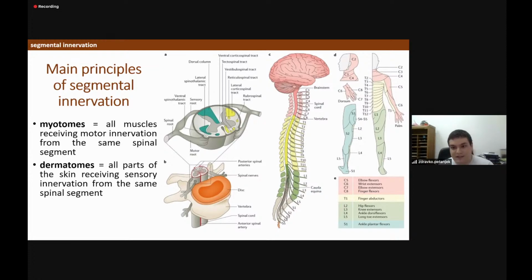Since each spinal segment has a specific area of motor and sensory innervation, this means that damage to a certain spinal segment or spinal nerve that exits a certain spinal segment will cause specific clinical signs and symptoms related to the affected myotomes and dermatomes.